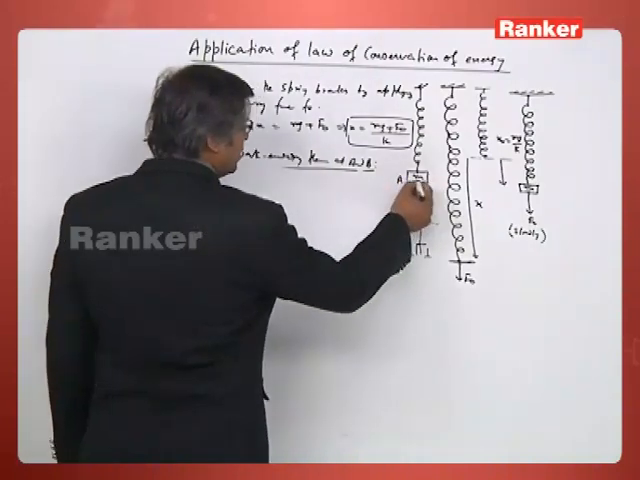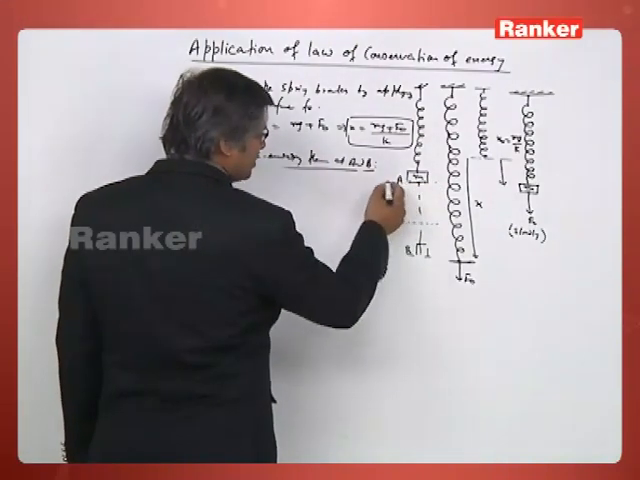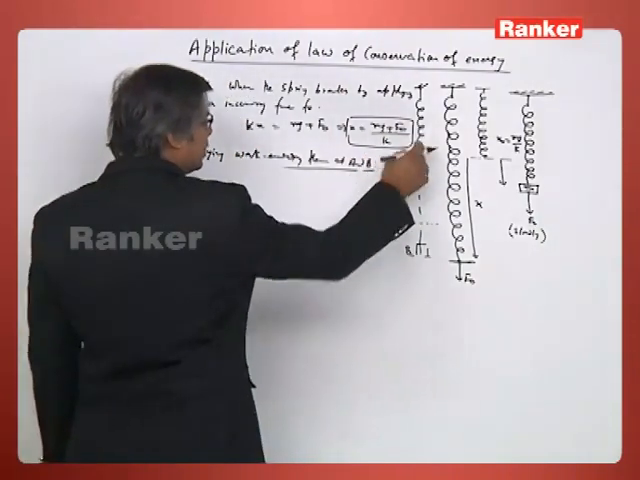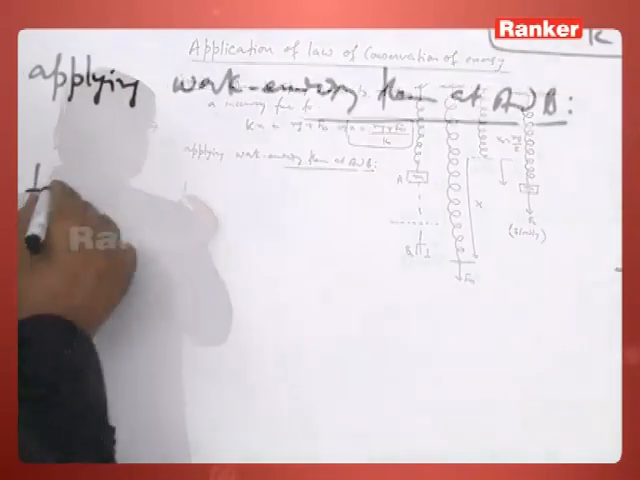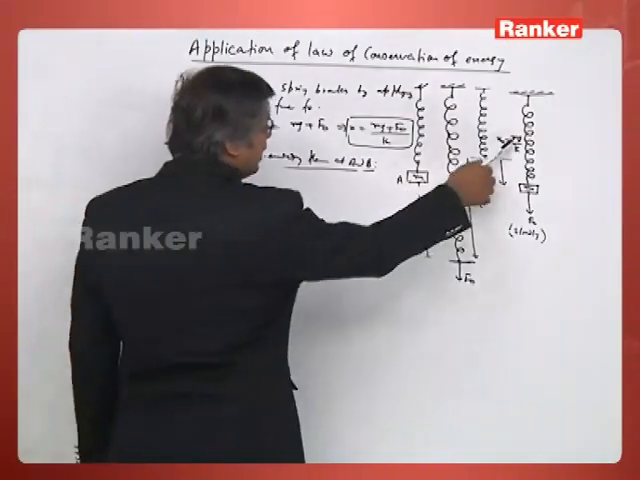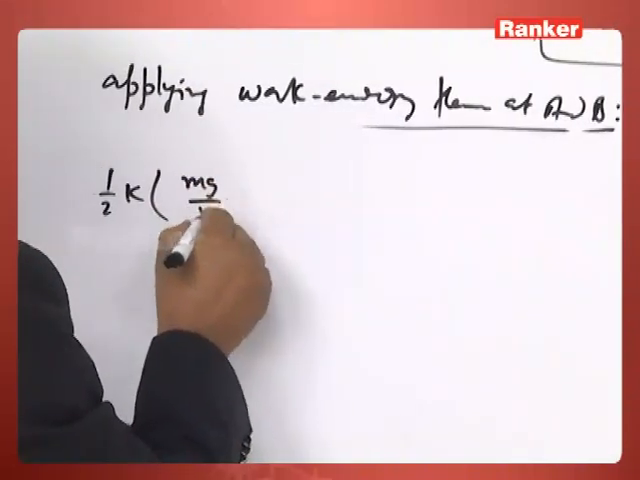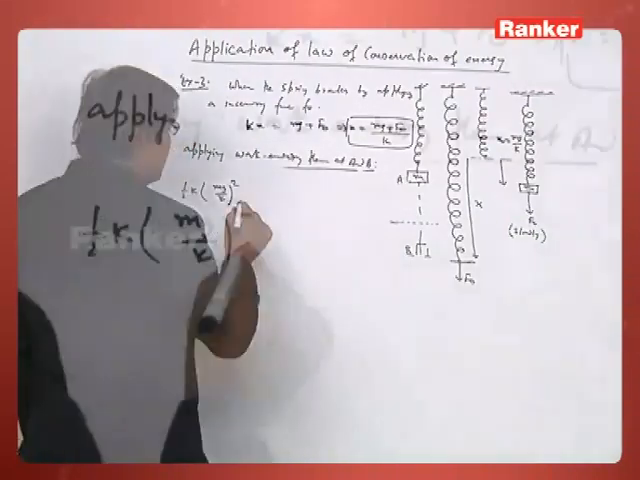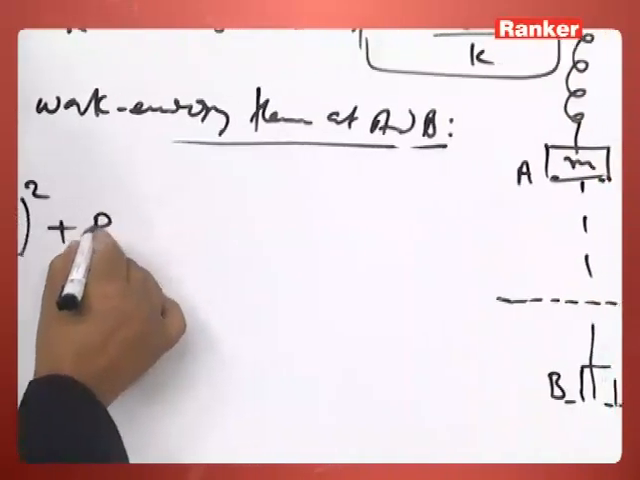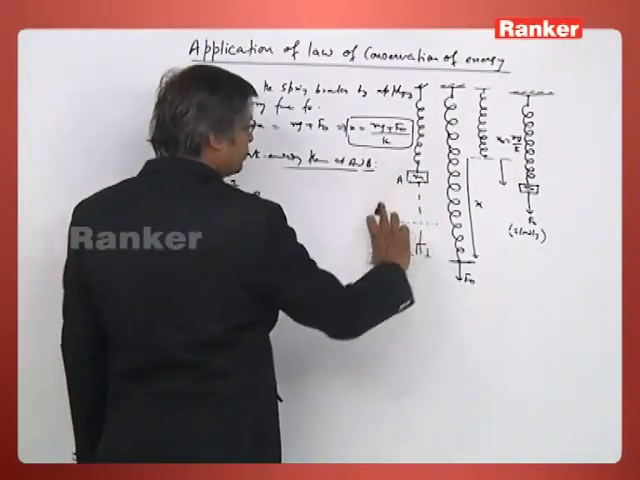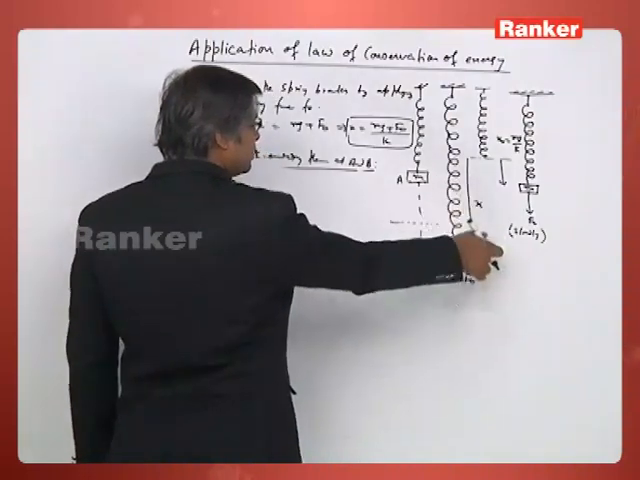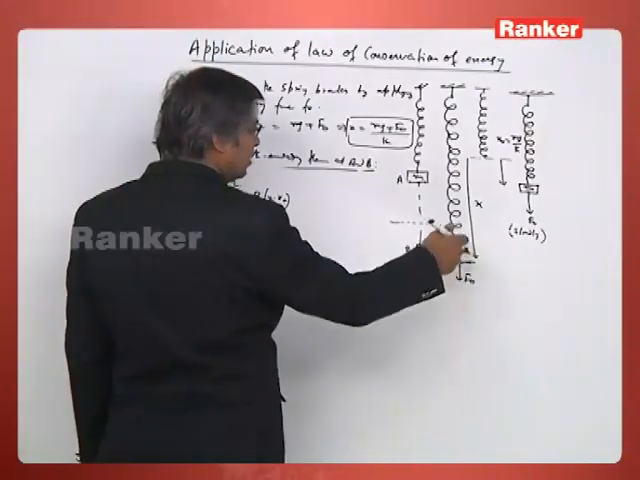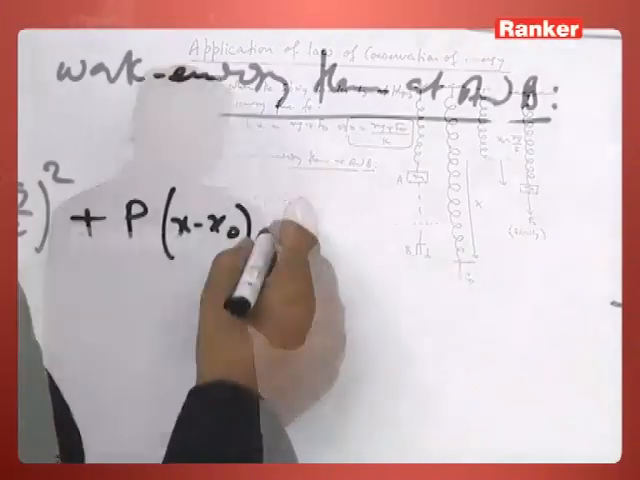So at A, suppose my datum is itself A. That means I assume that the gravitational potential energy at A is 0. So already there is some spring energy. That spring energy is half k, mg by k whole square. This is already the spring energy and no other force is there. And then in that spring force, I have done some P force. I have applied and moved to this position. This position is x, this total x minus x naught. This is x minus x naught. So I have done work only from here to here, that is x minus x naught.